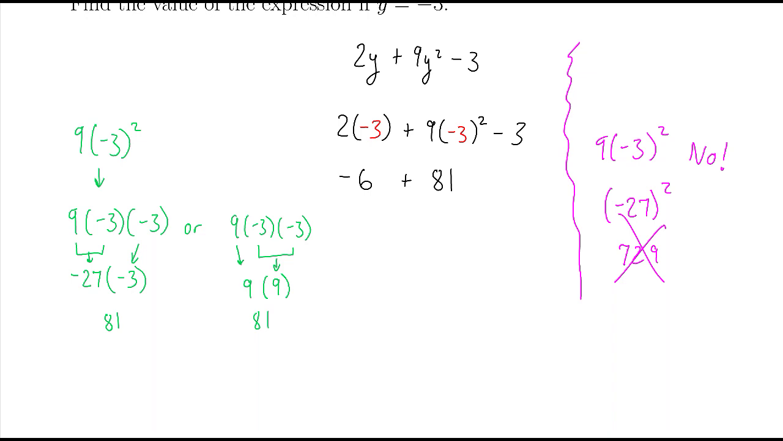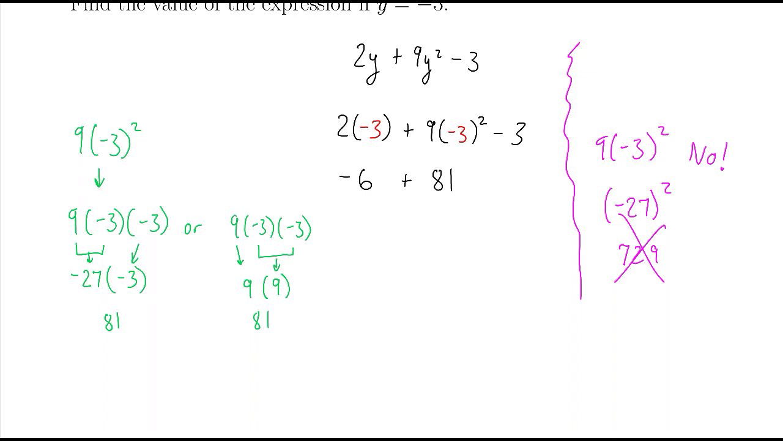If you decide to do it in a different order because it just is easier that way, that's fine, but keep in mind that if you multiply 9 times negative 3, you don't have negative 3 squared anymore. You only have one negative 3 remaining. You used up one of them.